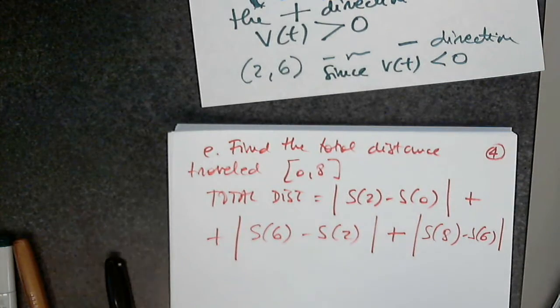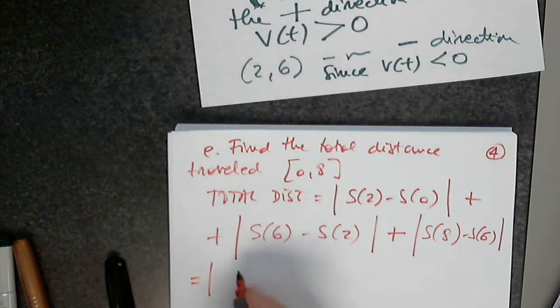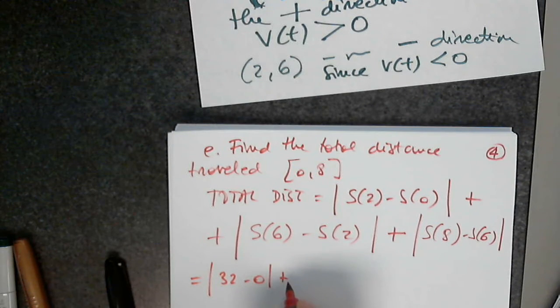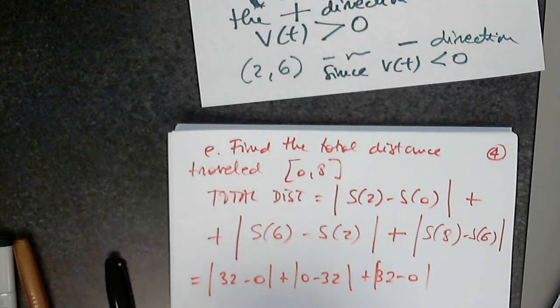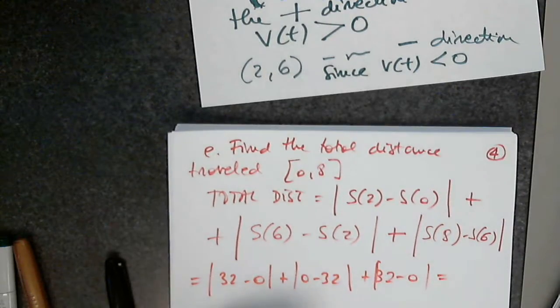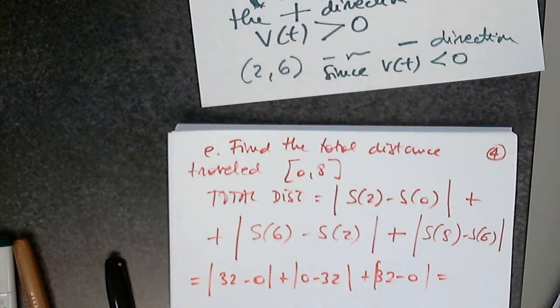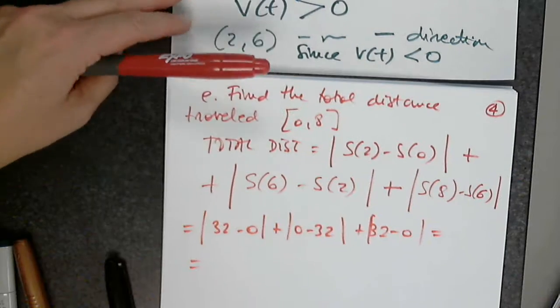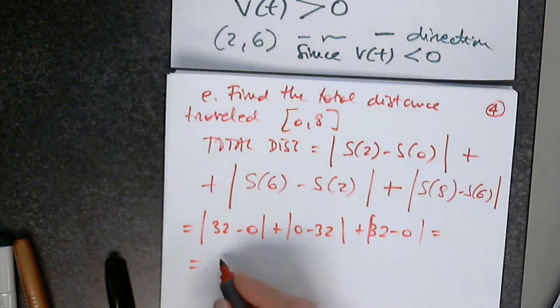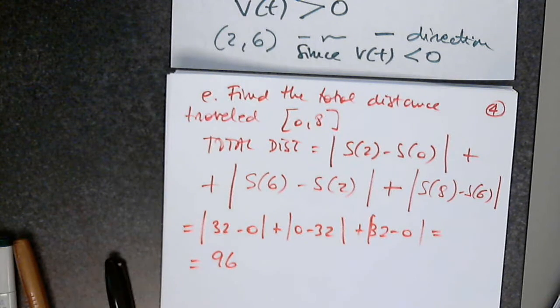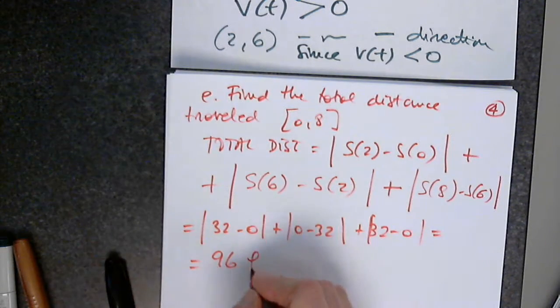I'll copy them in the absolute value. So I have 32 minus 0, plus 0 minus 32, and plus s of 8, 32 minus 0. As I mentioned, as we expected, 2 of them will not need the absolute value, but the middle one does. So 32 plus 32 plus 32, 96. Excellent.